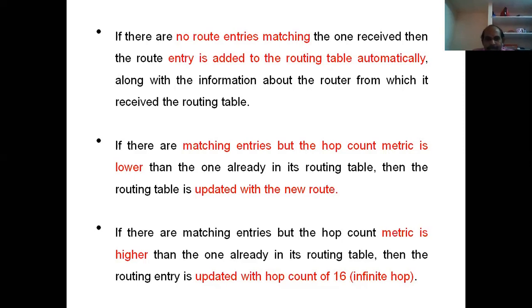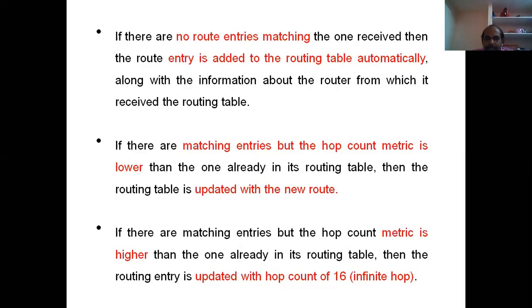And the last point: if it receives a hop count higher than the one already in the routing table, then it won't be updated, because the previous entry has the least hop count. And whenever a packet from source to destination takes a hop count of 16, that is treated as an infinite hop, so those routing tables will not be updated. So these are some of the rules to be followed.